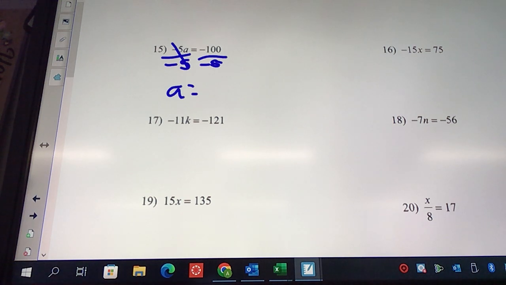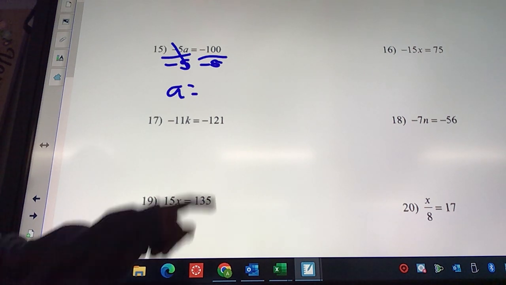Okay, what is negative 100 divided by negative 5? I'd say 20. Somebody agree? Yeah, 20.